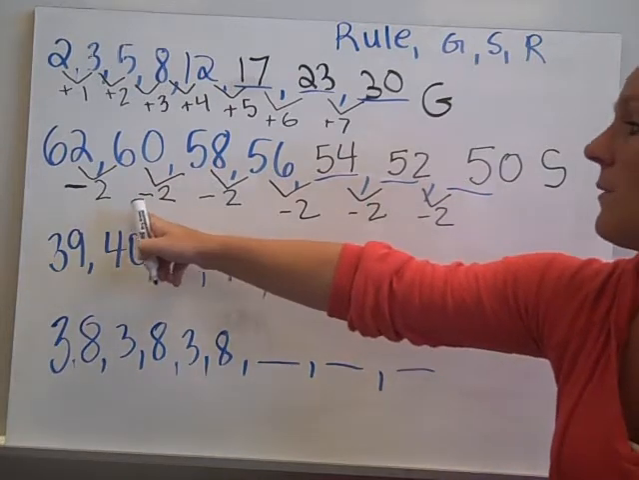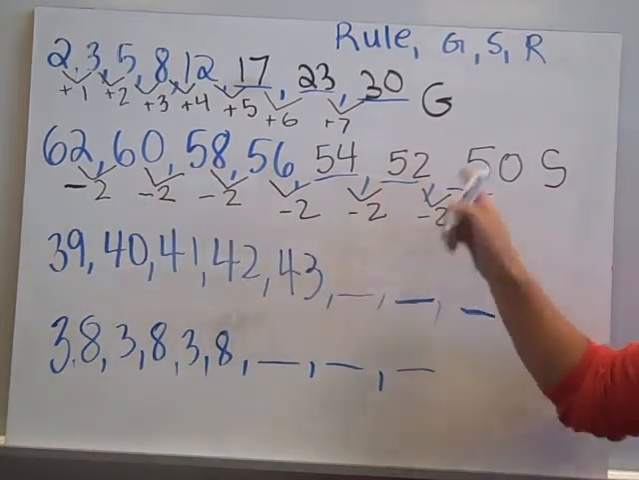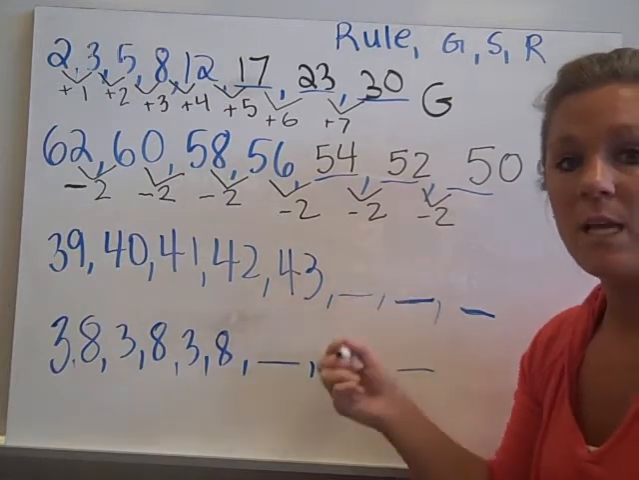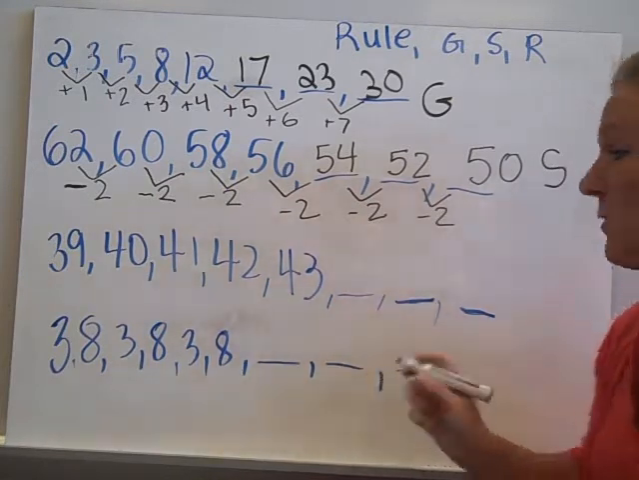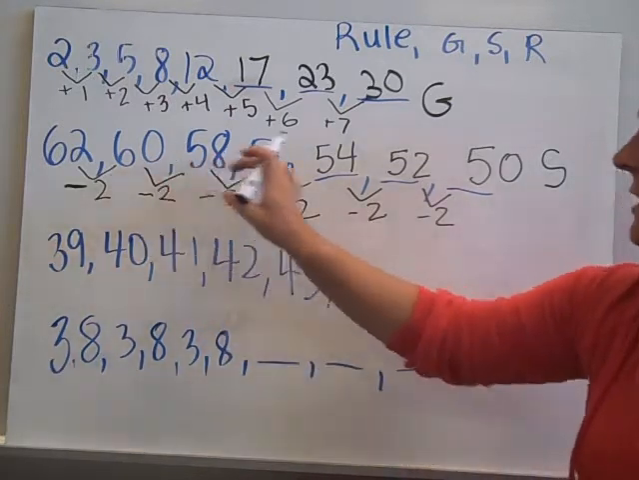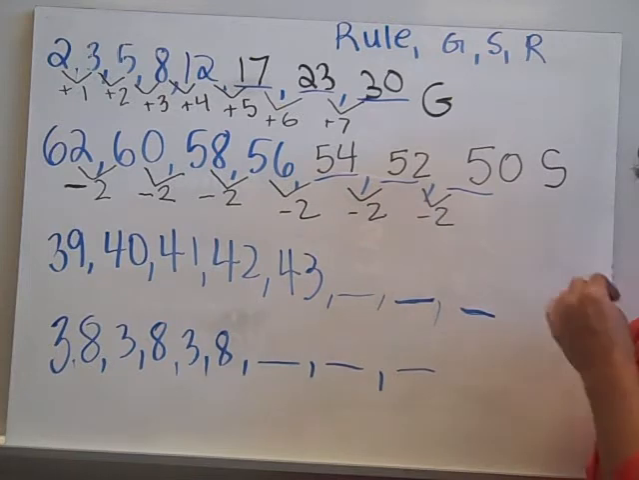Now, just because my rule of minus 2 is repeating doesn't make this a repeating pattern. Remember, a repeating pattern is one that just stays the same the whole time, like 2, 3, 2, 3, 2, 3. Okay, that's not what this is doing. Okay, it's counting backwards by 2s, so it is shrinking.